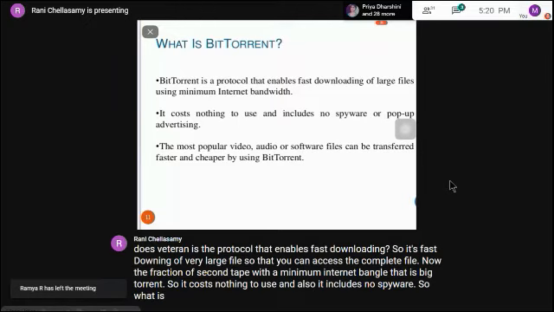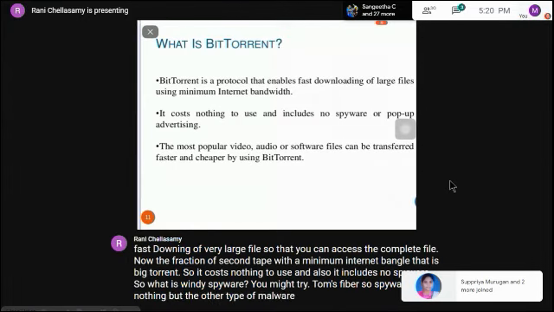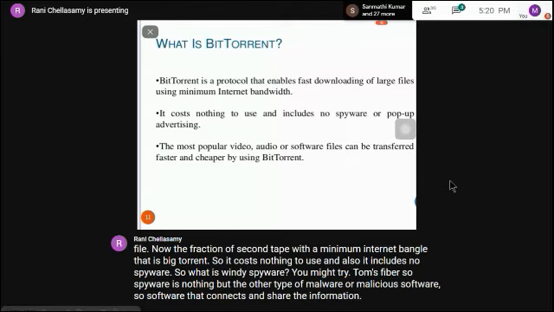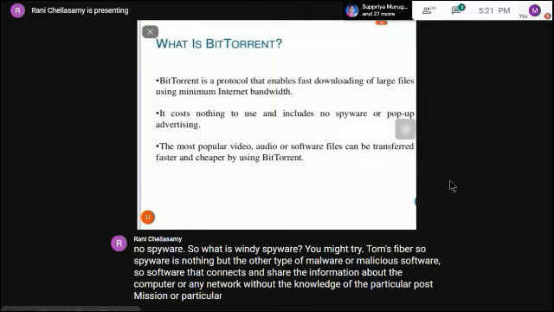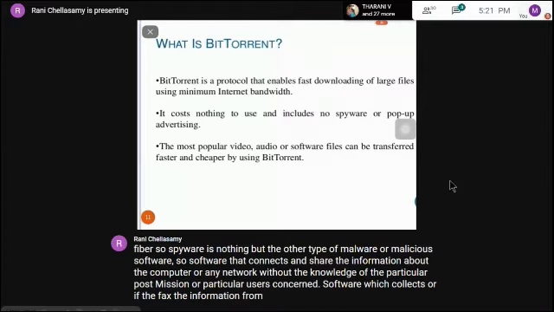So what is meant by spyware? You might have heard this term. Spyware is a type of malware or malicious software. It is software that collects and shares information about the computer or network without the knowledge or consent of the user. Software which collects or hacks information from a client machine is called spyware.